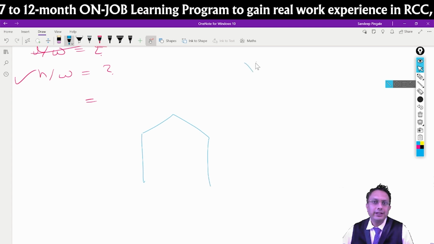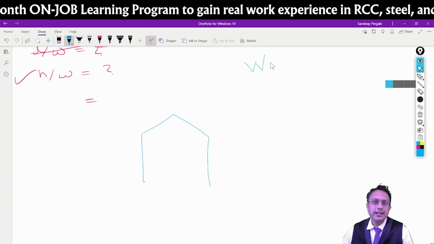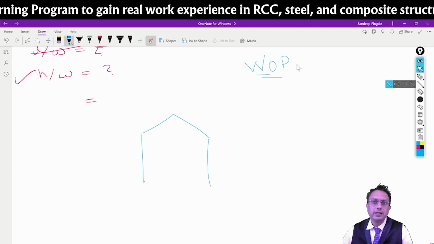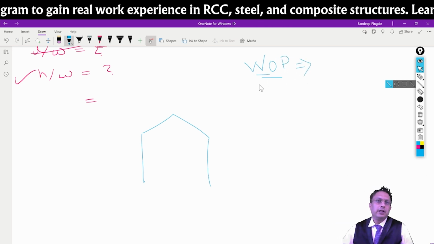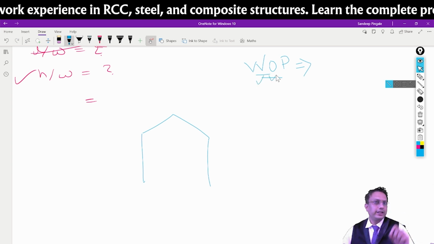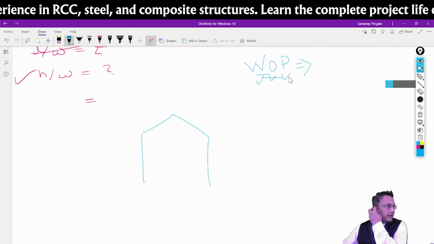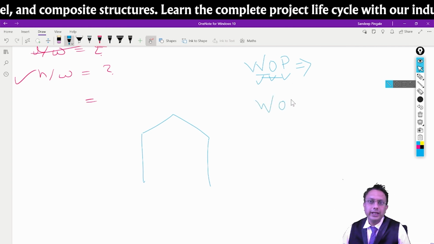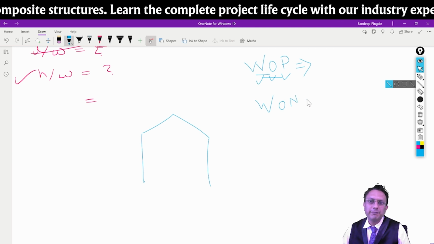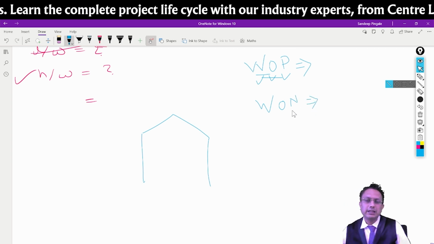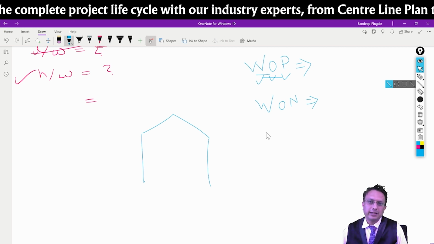See, you will be having the load case as W0P. What is W0P? W is wind, 0 is 0 degrees, and P is what? Pressure. You will be having another load case W0N, which is the suction, or some people give S. They give negative generally. You can give S also, it doesn't matter.